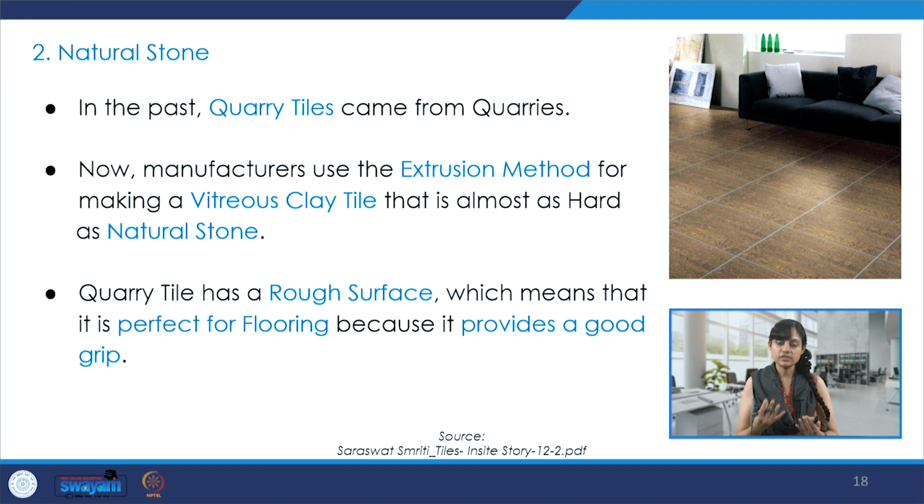Quarry tile has a rough surface, which means that it is perfect for flooring because it provides a very good grip. So that is why it was used in the past and it is still sort of sought after. But because of a lot of environmental concerns and due to other reasons of ease of manufacturing and laying, it's also in practice that the extrusion method is being used.